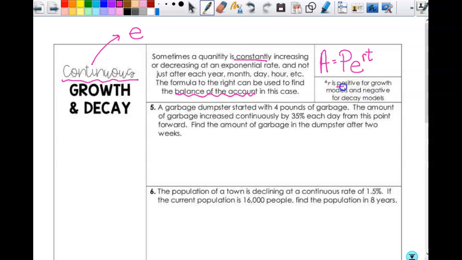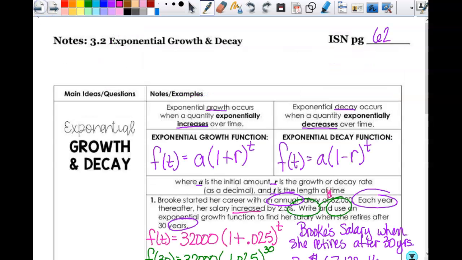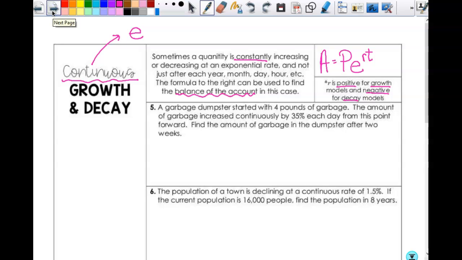The key here is this. R, your rate, is positive for growth and negative for decay, which is the same thing that happened on the other one. We just don't think about it that way. If you look back at what we had over here, see how we have a positive R and a negative R? We just thought about it as addition and subtraction, but it's the same thing. R is either positive for growth or it's negative for decay.